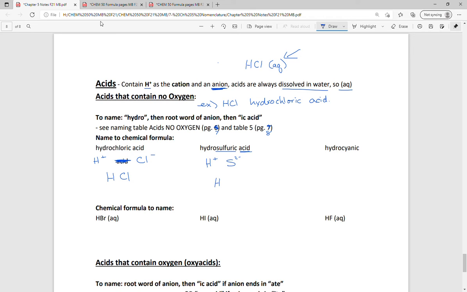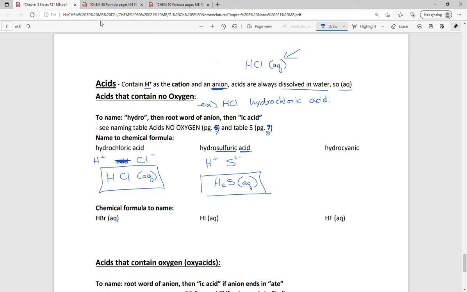So making the formula for this would be H2S. Whoops, sorry, I'm forgetting something here. I said it was a big deal, and then I didn't do it. So it would be AQ at the end. Okay, let's keep going. Hopefully I don't miss something like that again.